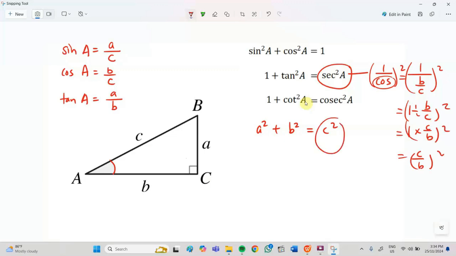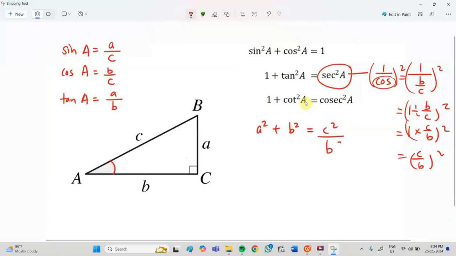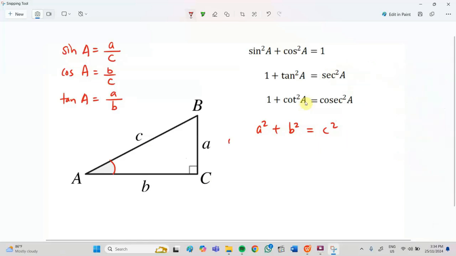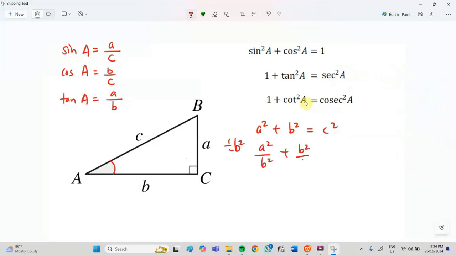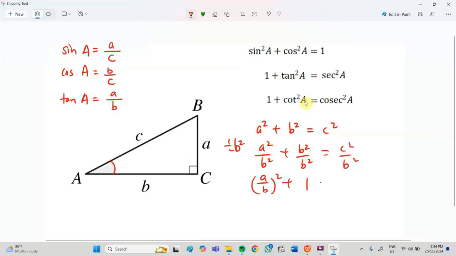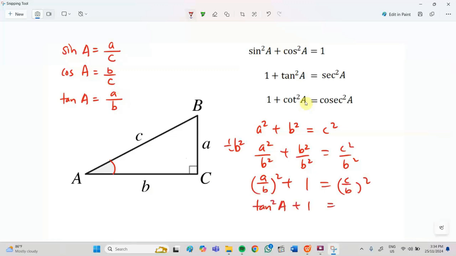So if you want this part to be secant squared a, you need to divide this by b squared. And so we are going to divide all the terms by b squared. So you have a squared over b squared, b squared over b squared, and c squared over b squared. Here you have a over b squared, b squared over b squared becomes 1, and here we have c over b squared, and a over b is tangent. You have tangent squared a plus 1, and as we already mentioned just now, c over b is actually 1 over cosine.